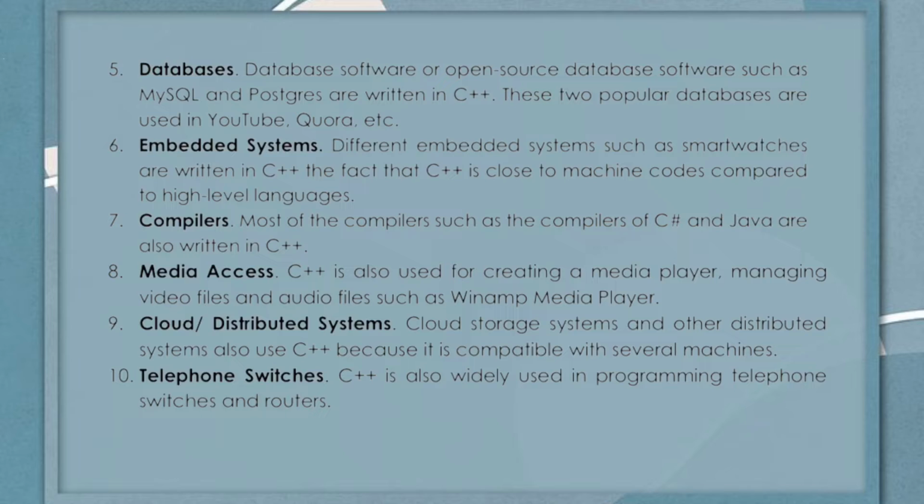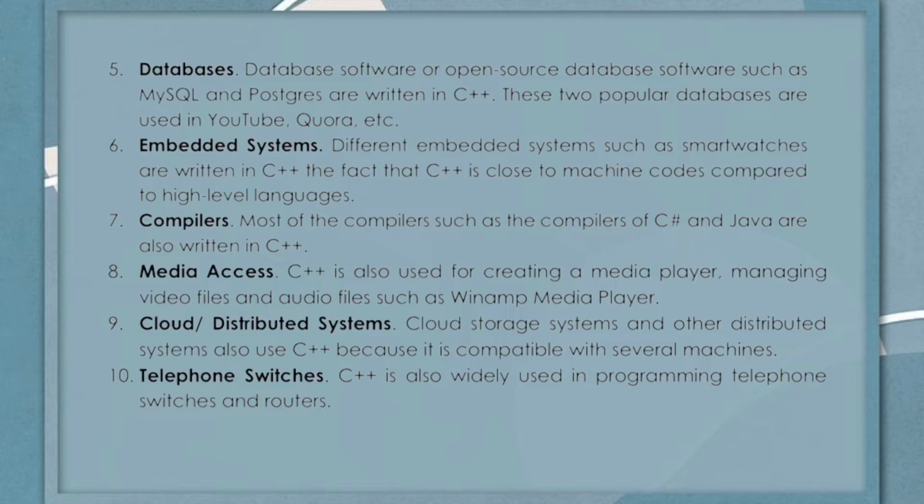Compilers. A compiler is a program that converts instructions into machine code or lower level form so that they can be read and executed by a computer. Most of the compilers, such as the compilers of C# and Java, are also written in C++.